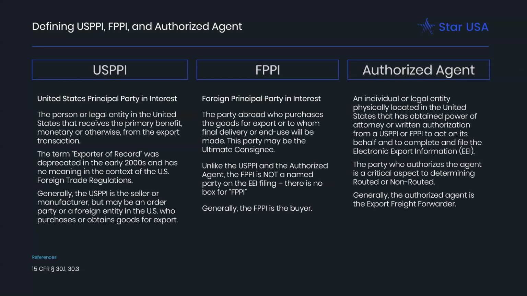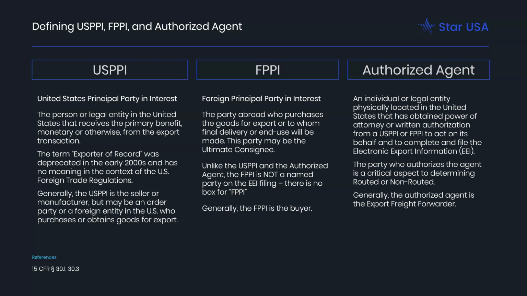That's the person or legal entity in the United States that receives the primary benefit, monetary or otherwise, from the export transaction. Generally, your USPPI is going to be the seller or the manufacturer, but it could be an order party or a foreign entity in the US who purchases or obtains the goods for export before they leave the country.